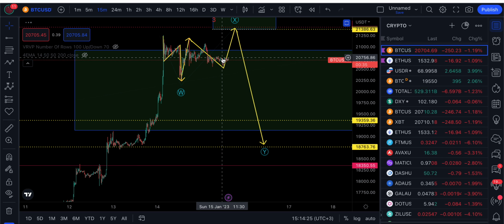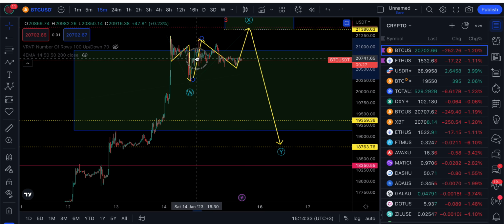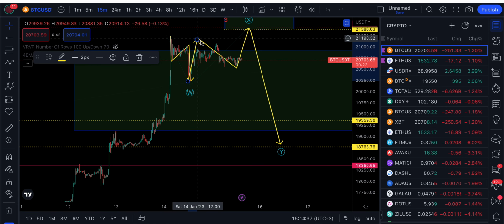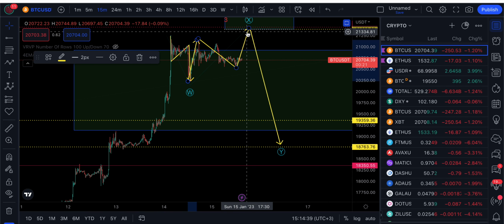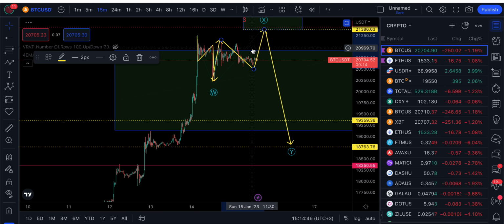This is just a very short time frame. This is 15 minutes. This is what I'm expecting to happen in, I don't know, a couple of hours. So this might be the X, or this whole structure from here to there might be X. I don't know yet, but I'm still expecting this move here to the upside. But this is also actually not important.